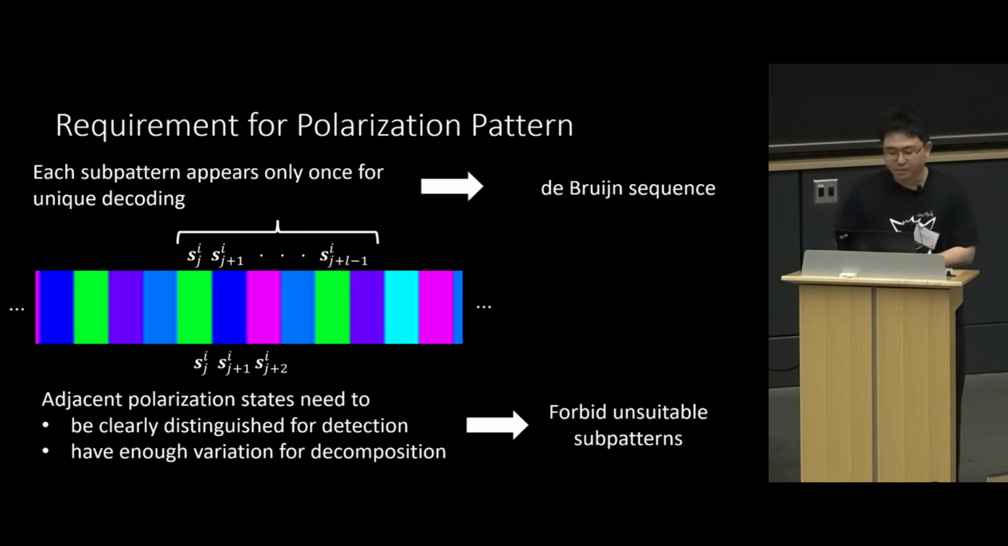The second requirement is that the adjacent polarization states should be clearly distinguished and sufficiently varied. If the adjacent polarization states are the same or too similar, each stripe pattern becomes unclear, making pattern detection and decoding difficult. In addition, sufficient variation in the polarization states is needed for parametric decomposition. To satisfy this, we remove unsuitable subpatterns from the Dubran sequence.